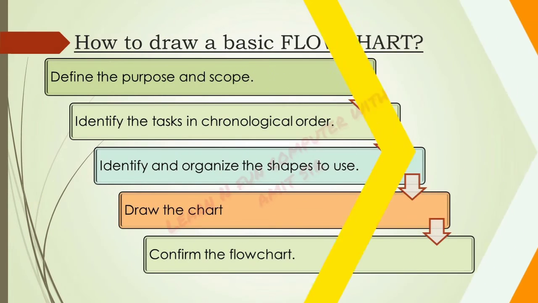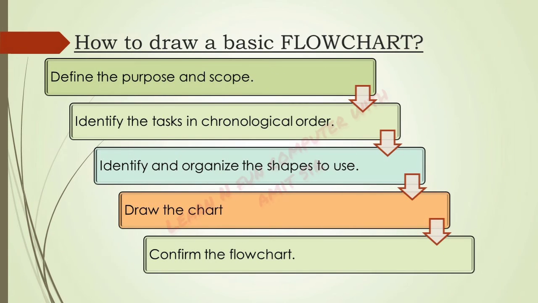Now let's know how to draw a basic flowchart. To plan and to draw a basic flowchart, we have to follow these 5 things. Number 1. Define the purpose and the scope. What we are going to accomplish, we have to prepare the appropriate start and end point to accomplish the purpose. Number 2. Identify the tasks in chronological or sequential order.